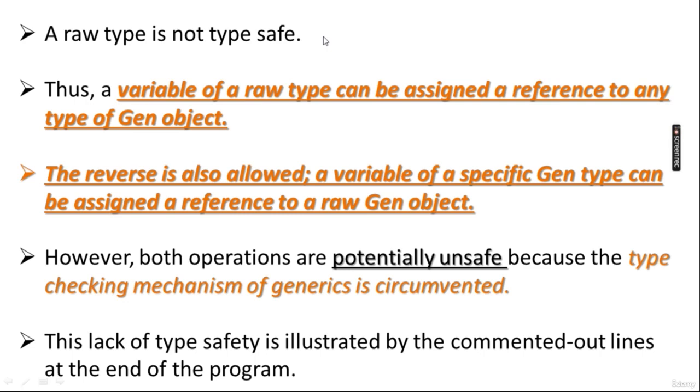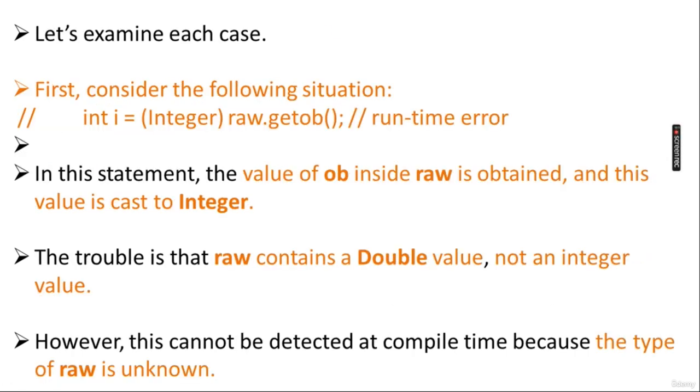to type safety. This lack of type safety is illustrated by the commented out lines at the end of the program. Okay, Integer i is equal to (Integer) raw.getOb(). Whatever raw holds, 98.6, we are getting its value, casting to Integer, storing to i. It will give you a runtime error. The value of ob inside raw is obtained, and this value is cast to Integer. The trouble is that raw contains a Double value, not an Integer value.